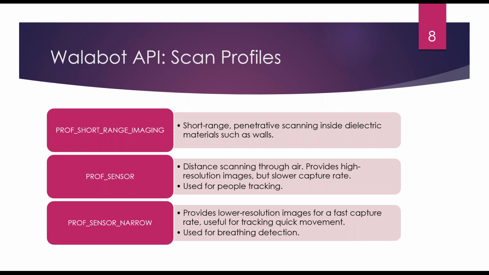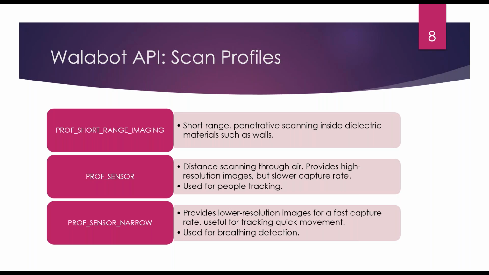Let's say you want to see into walls, then you'd like to use the profile short range imaging, the first one that you see. If you want to just do tracking to see people in a room or anything like that, you'd want to use the profile sensor, the middle one. And if you want to track breathing, track a person breathing, then you'd want to use the third one.